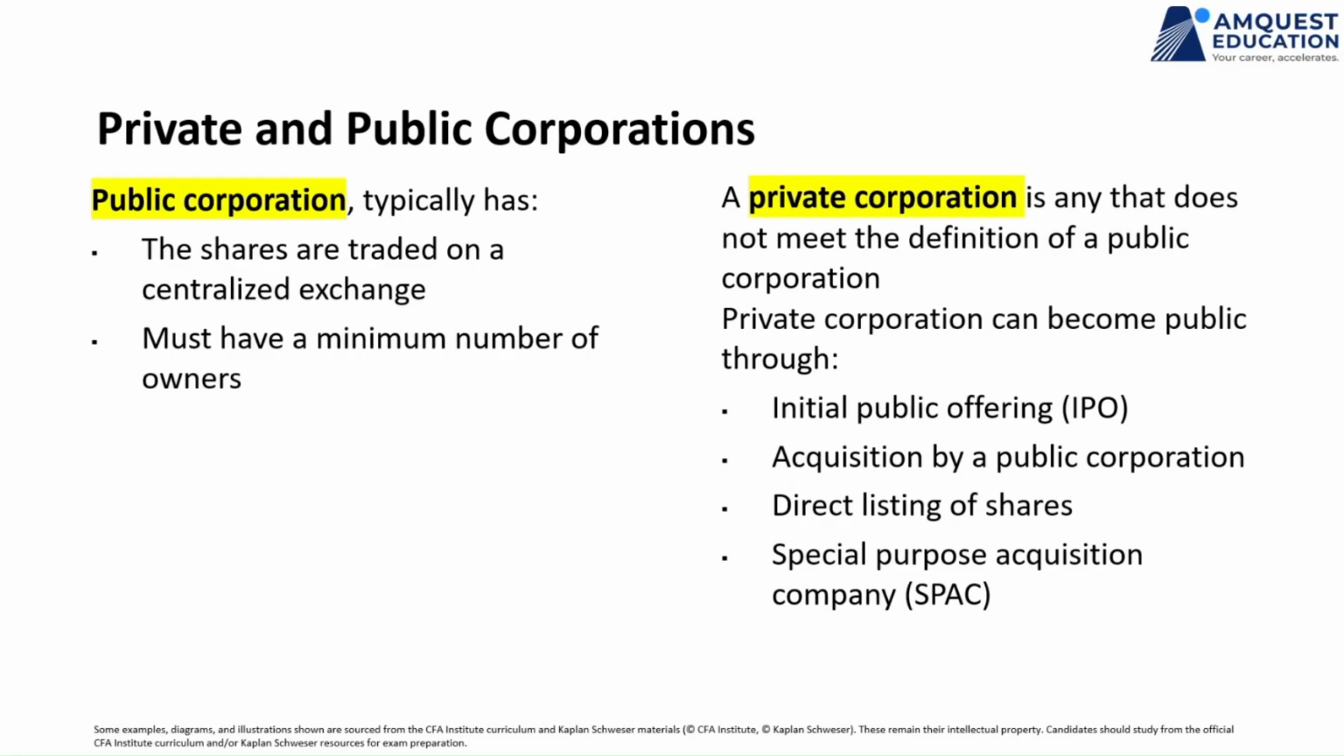Now, from a structure perspective, there are also corporations which are public or private. It is not necessary that every company is publicly listed, right? Public corporations are companies where the shares are traded on a centralized exchange, and you should have a minimum number of owners. When we say their shares are traded on an exchange, you are publicly listed. And if you're a publicly listed company, a lot of information is also publicly available, right? You are going to make your public filings. Your data would be available in the public domain, and people can buy or sell your shares. There is enough liquidity to do that.